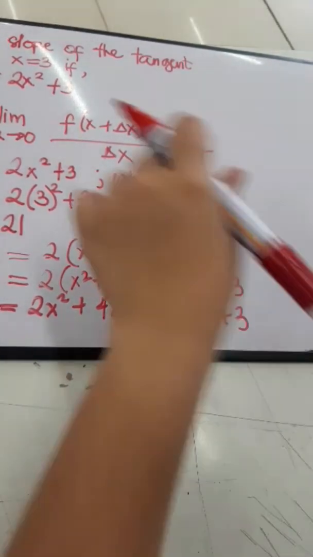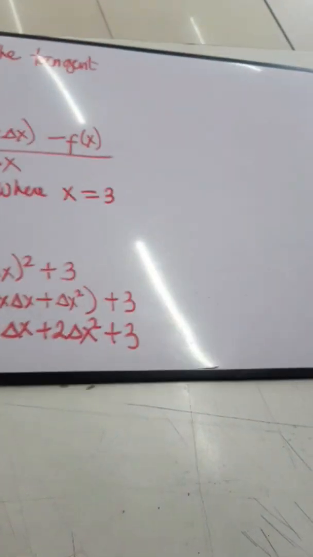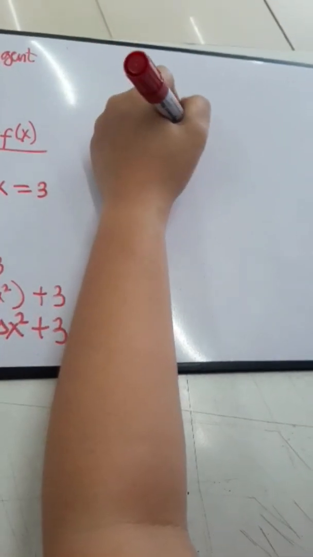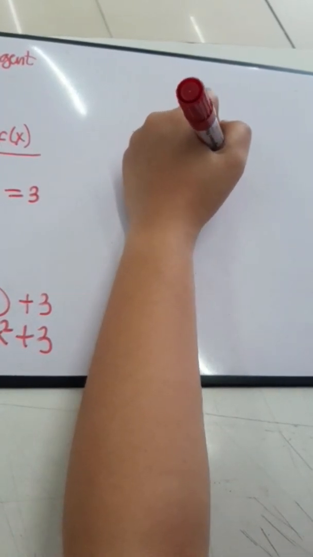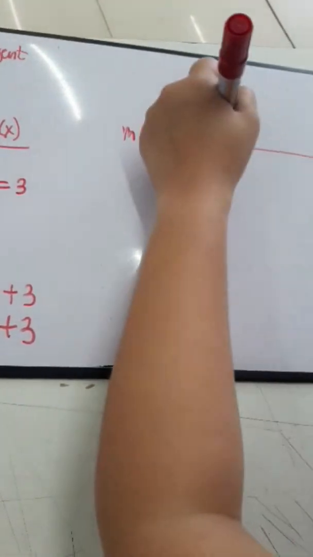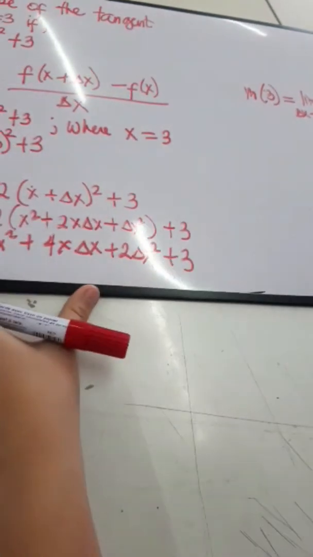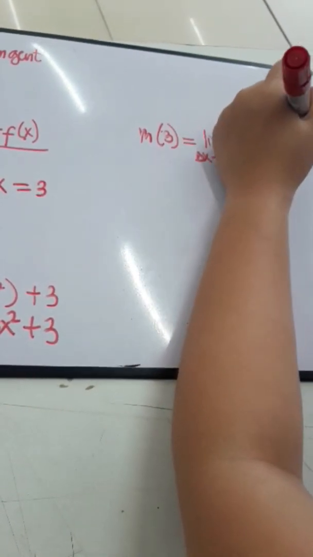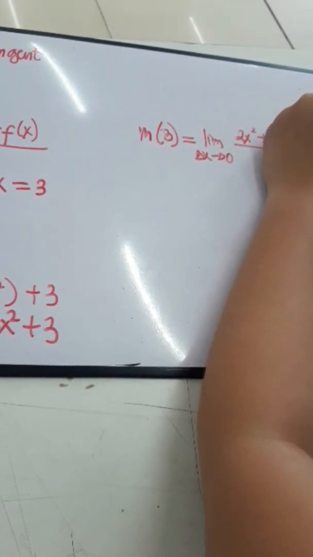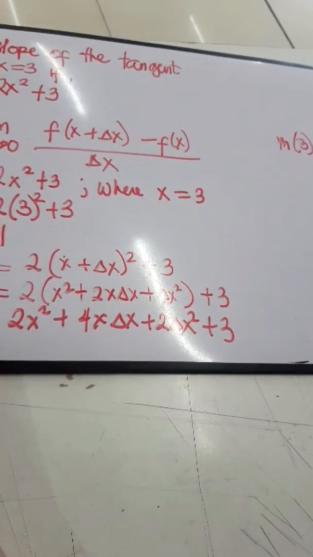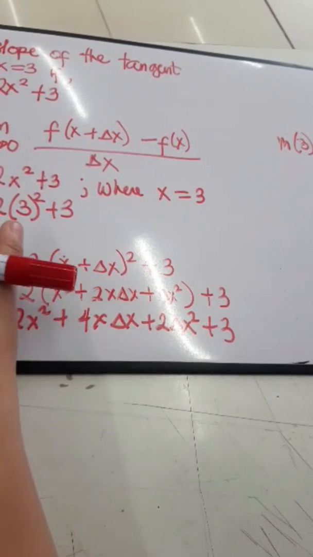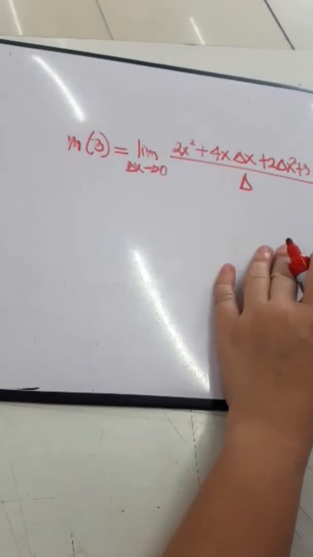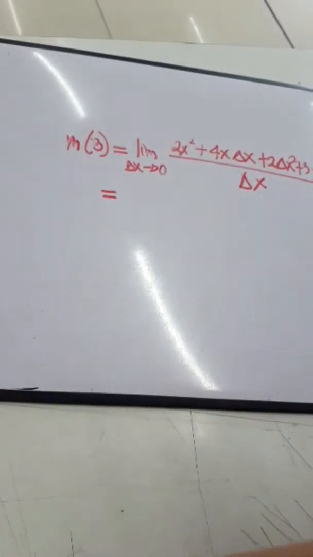Now we substitute this into the given equation for the slope. m of x, where x is equal to 3, so m of 3 is equal to the limit as delta x approaches 0 of f of x plus delta x, which is 2x squared plus 4x delta x plus 2 delta x squared plus 3, minus f of x, which is 21, so minus 21, all over delta x. Then we simplify.